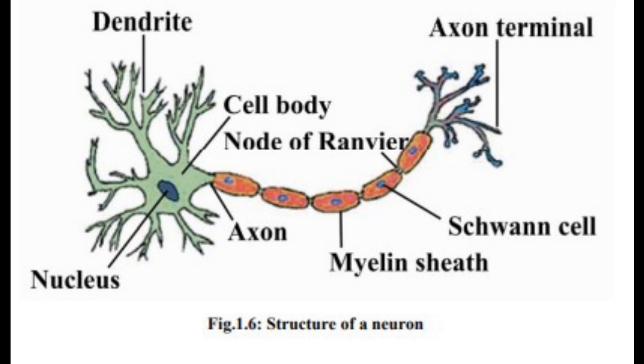The terminal end of the axon away from the cell body is called the terminal button or axon terminal or end bulb. This terminal button will be associated with another neuron in a synapse. Figure 1.6. Structure of a neuron.